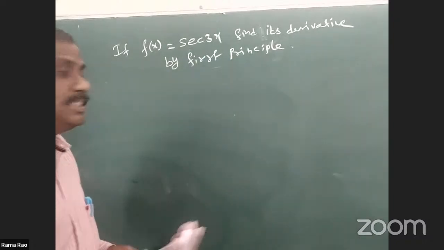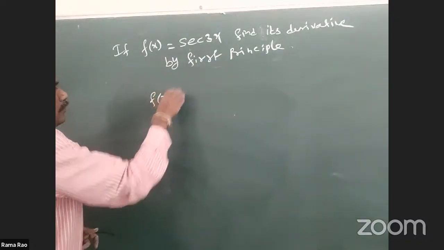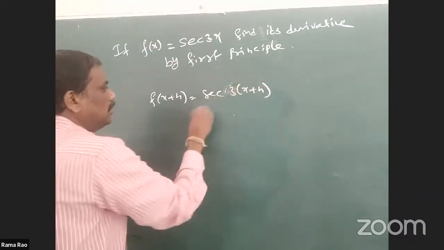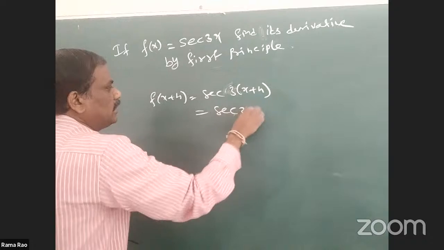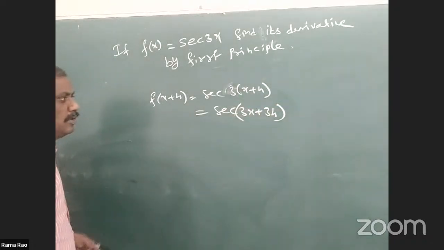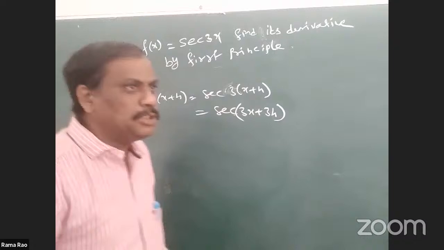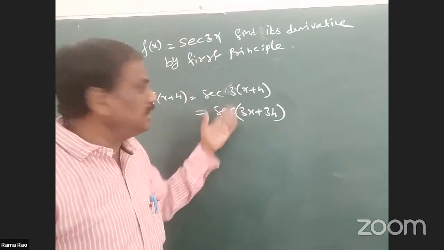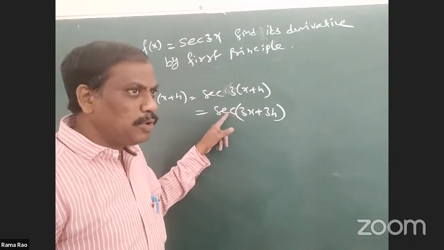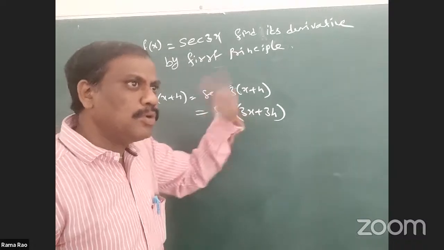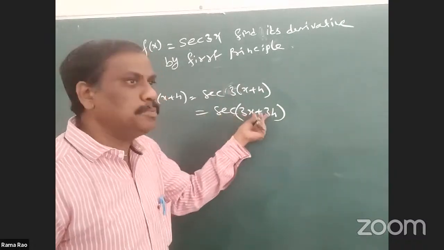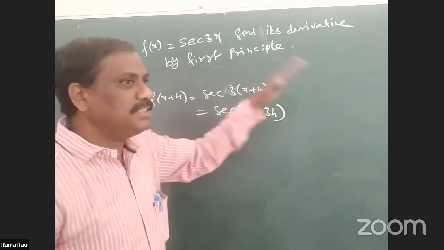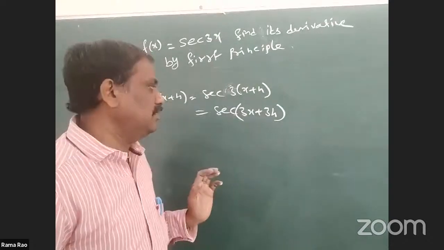f(x+h) is equal to sec of 3 into (x+h). That equals sec(3x+3h). By applying first principle, [f(x+h) minus f(x)]. Sec x can be written as the reciprocal: sec theta is the reciprocal of cos theta. Sec of (3x+3h) is equal to 1 by cos(3x+3h). Sec 3x is equal to 1 by cos 3x.